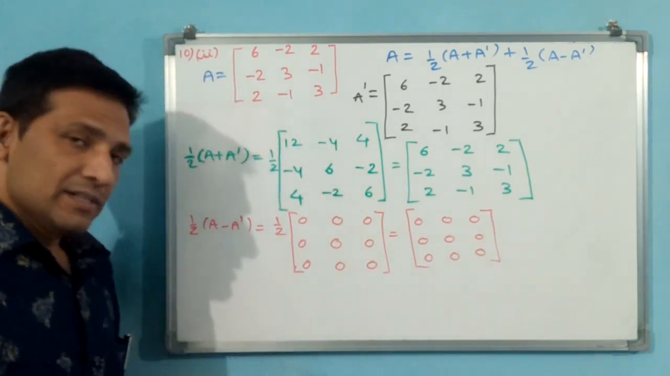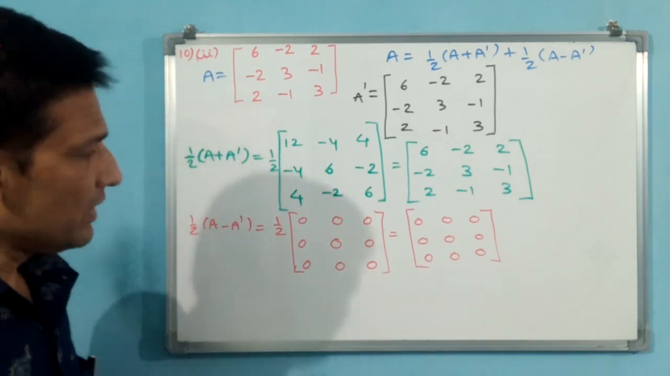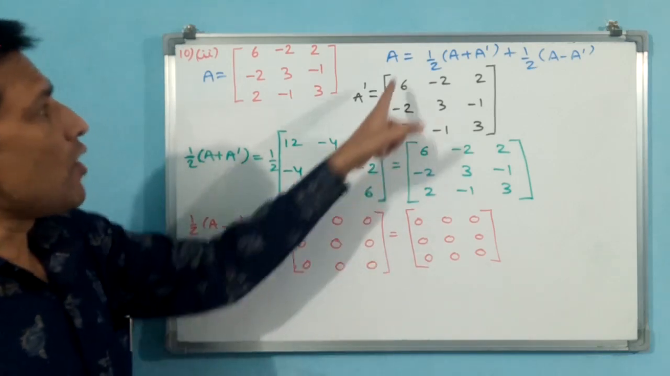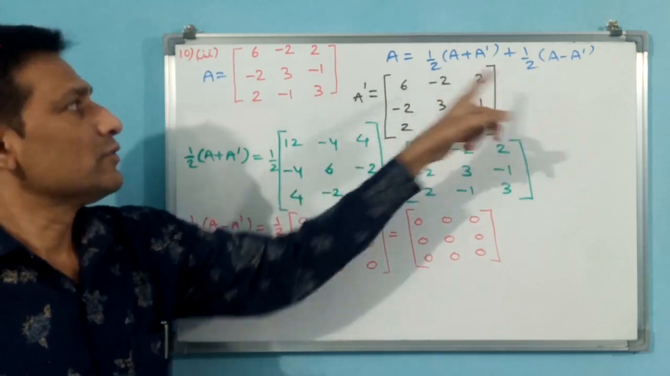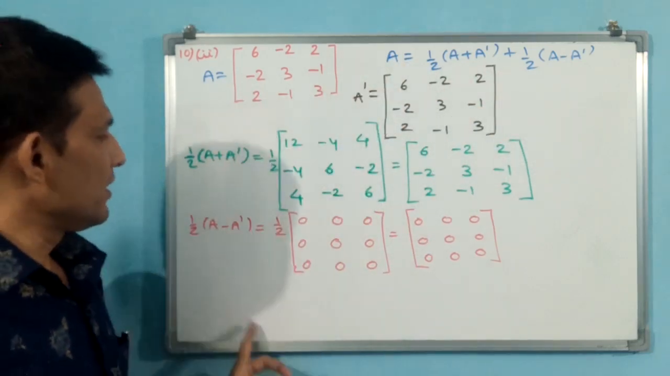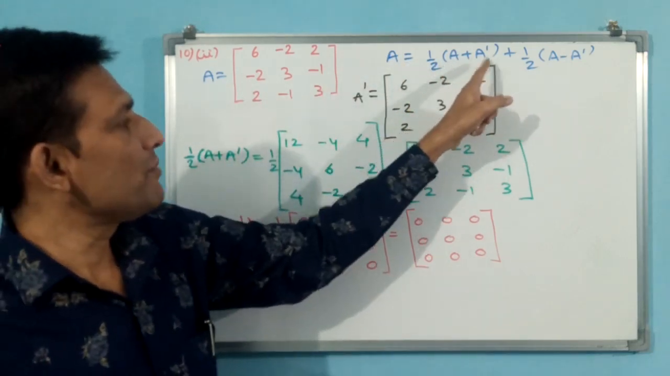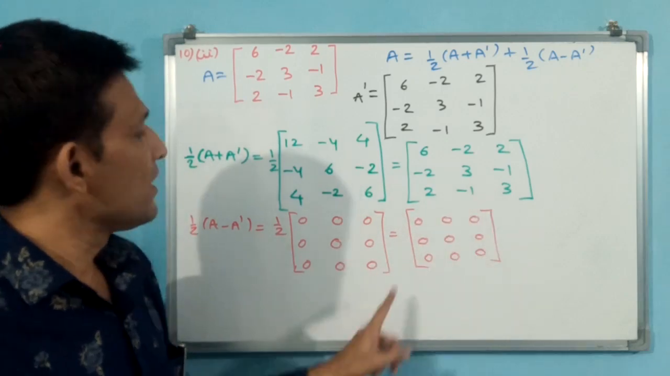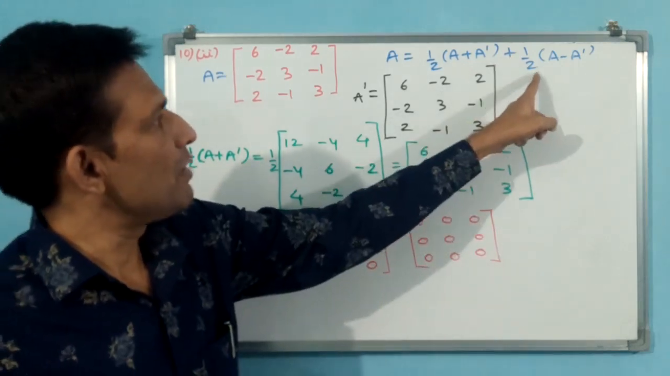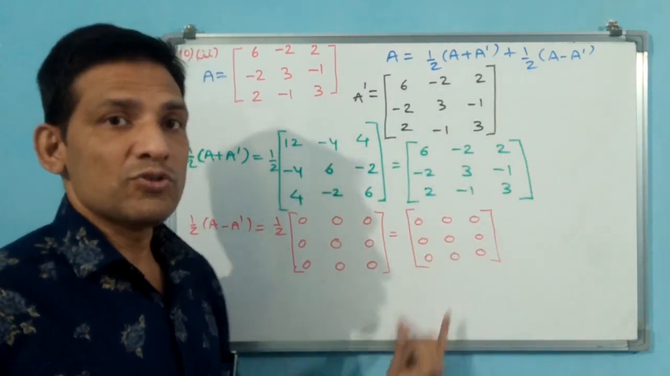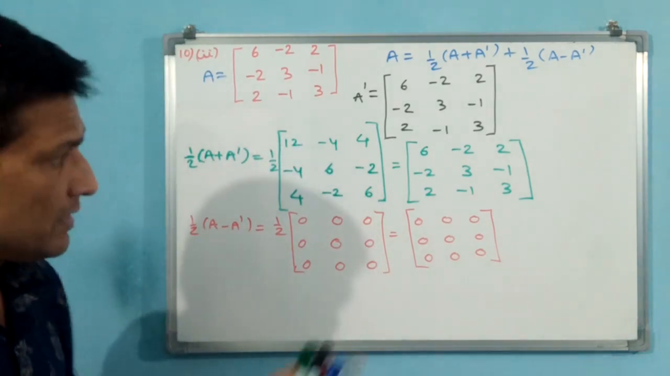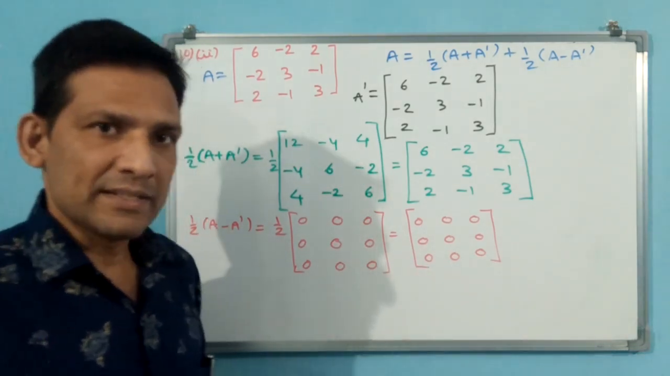Okay. Now you see what you have to do. You have to write according to this: A is equal to 1 by 2 (A plus A transpose) plus 1 by 2 (A minus A transpose). This 0 you have to write, whether it may become 0 or not, that doesn't matter.